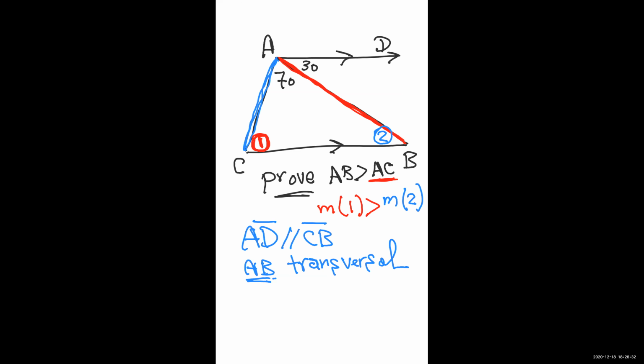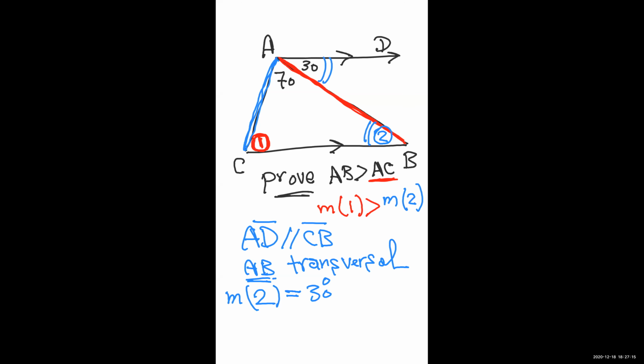Okay? So AB is a transversal between AD and CB. So simply, guys, the measurement of angle B will equal the measurement of the angle DAB, right? So this means that the measurement of 2 will equal 30 degrees, because they are alternate angles, 2 and 30. Two alternate angles.